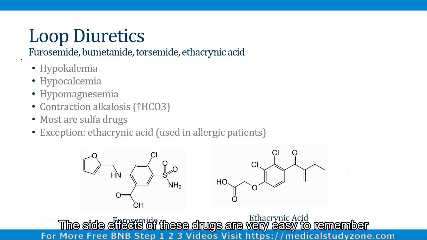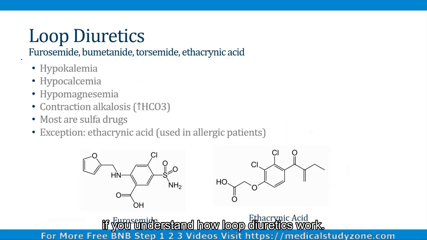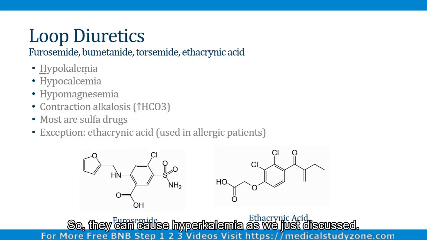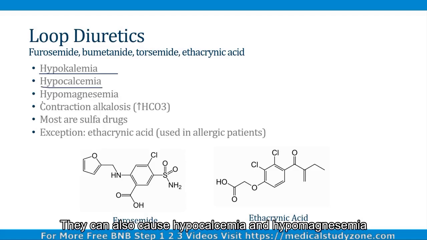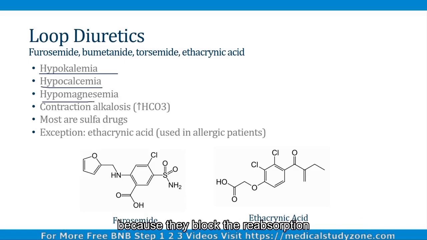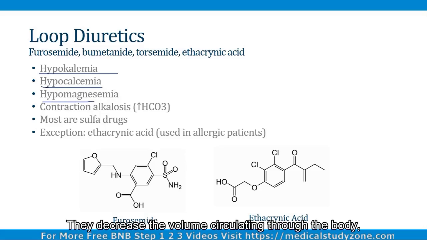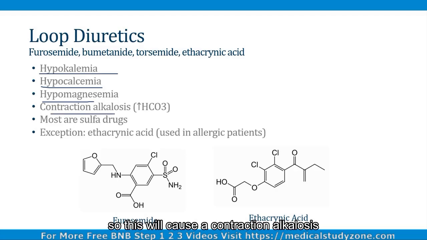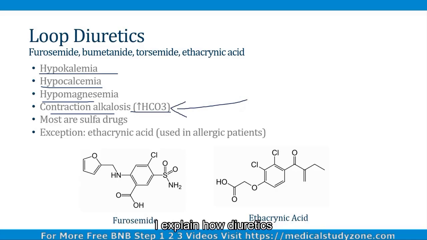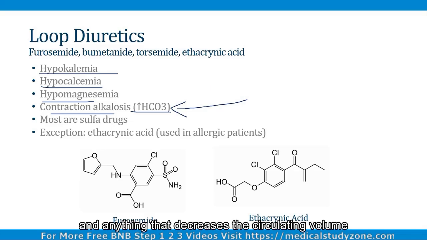The side effects of these drugs are very easy to remember if you understand how loop diuretics work. So they can cause hypokalemia, as we just discussed. They can also cause hypocalcemia and hypomagnesemia because they block the reabsorption of those substances as well. They decrease the volume circulating through the body, so this will cause a contraction alkalosis with a rise in the serum bicarbonate. And in the video on metabolic alkalosis, I explain how diuretics and anything that decreases the circulating volume can cause a contraction alkalosis.